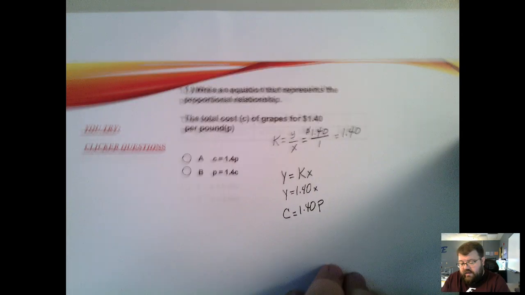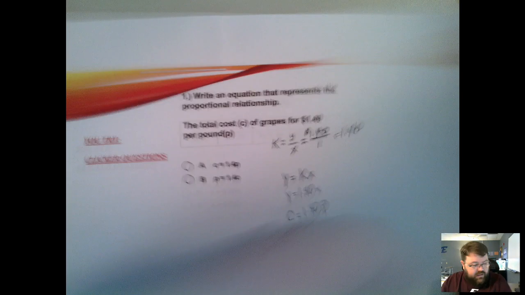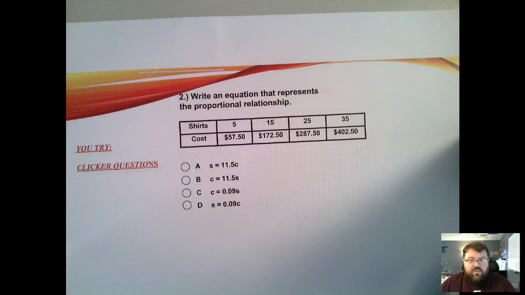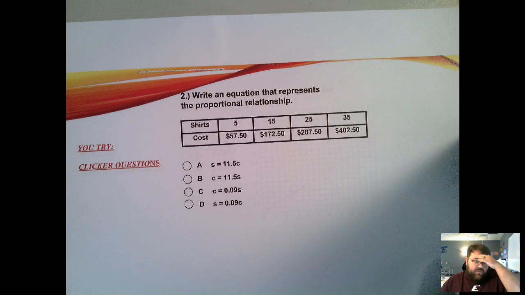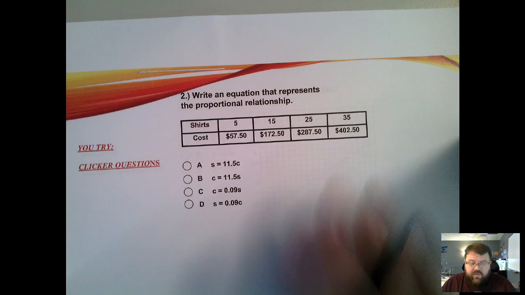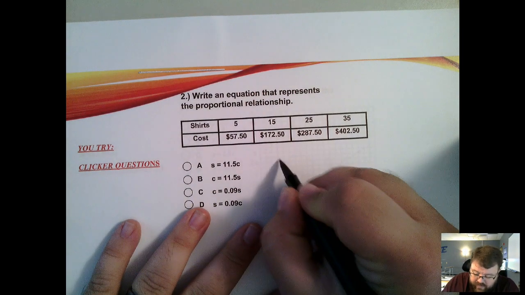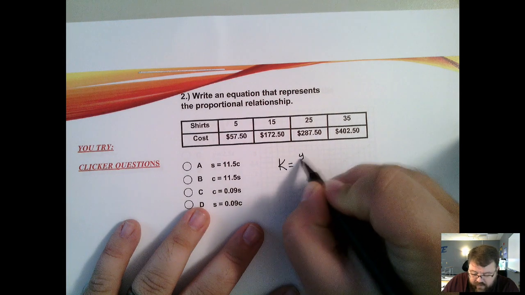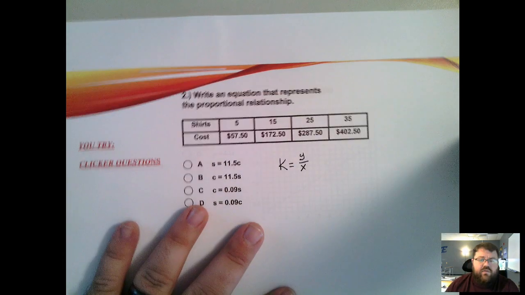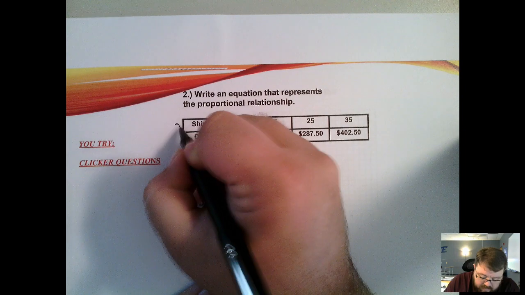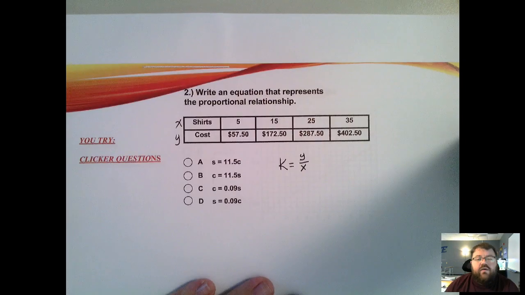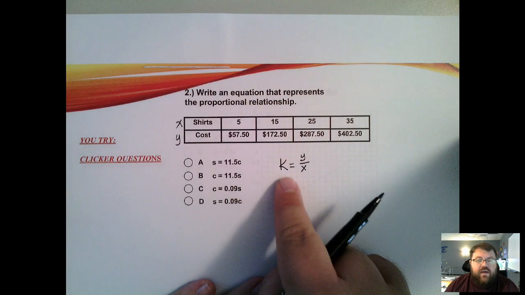So now let's go ahead and look at our second question, which is write an equation that represents the proportional relationship. So again, the table is proportional, so we don't have to check proportionality. Now I want us to go ahead and think about K is equal to Y divided by x. Remember, this is x, this is y. Pause the video, calculate k.